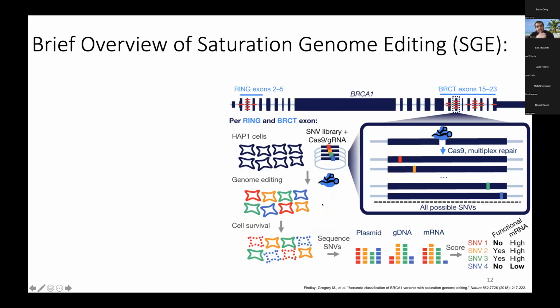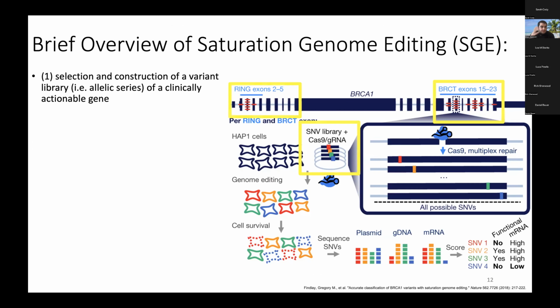So the overview of SGE here, right? I'm going to give you the broad strokes overview of SGE. I'm going to break it down into the 5 steps and give you every detail within each of the 5 steps. So first, we're going to start by choosing a target loci. We're going to select that loci and construct a variant library, an allelic series around that loci. Usually that loci for us is in a clinically actionable gene, such as BRCA1 shown on the right.